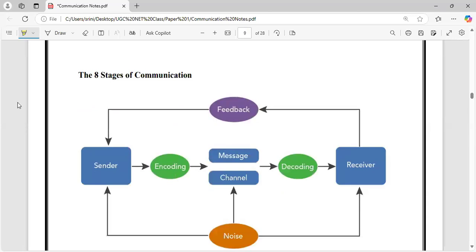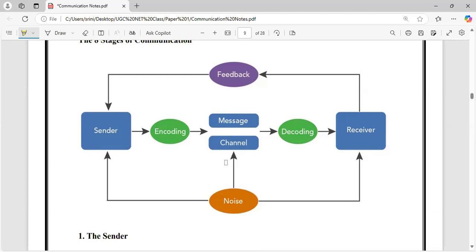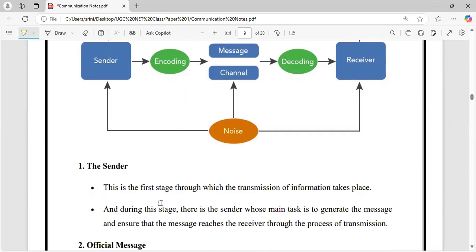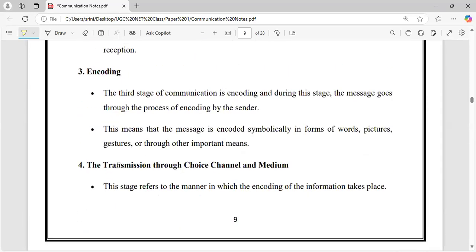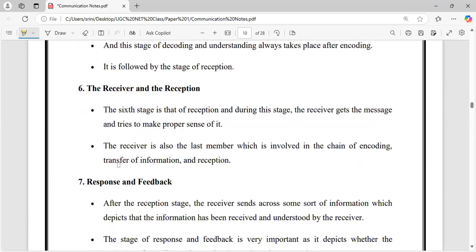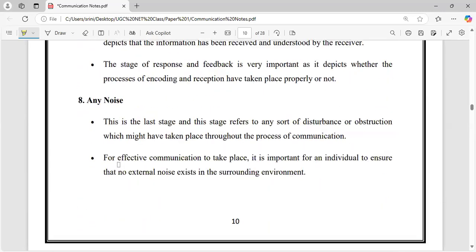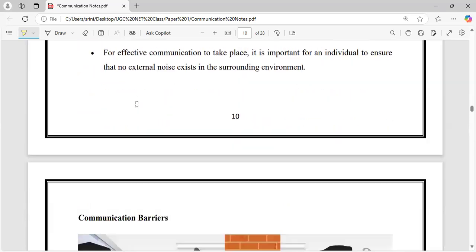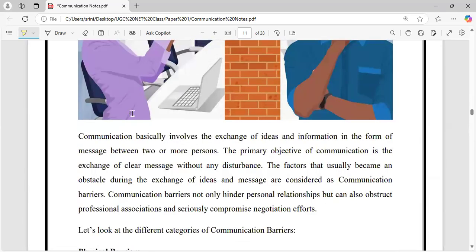These are the stages of communication. The sender encodes the message and sends it through a channel, the receiver decodes the message, and the receiver gives feedback, and it happens again. If there is noise, we need to understand what the noise is, and we have to remove the communication barriers. The stages are: message encoding, transmission, decoding, understanding by the receiver, response, feedback, and any noise. Noise can be anything: physical barriers, psychological barriers, mechanical barriers, and you will see that. These are the communication barriers.